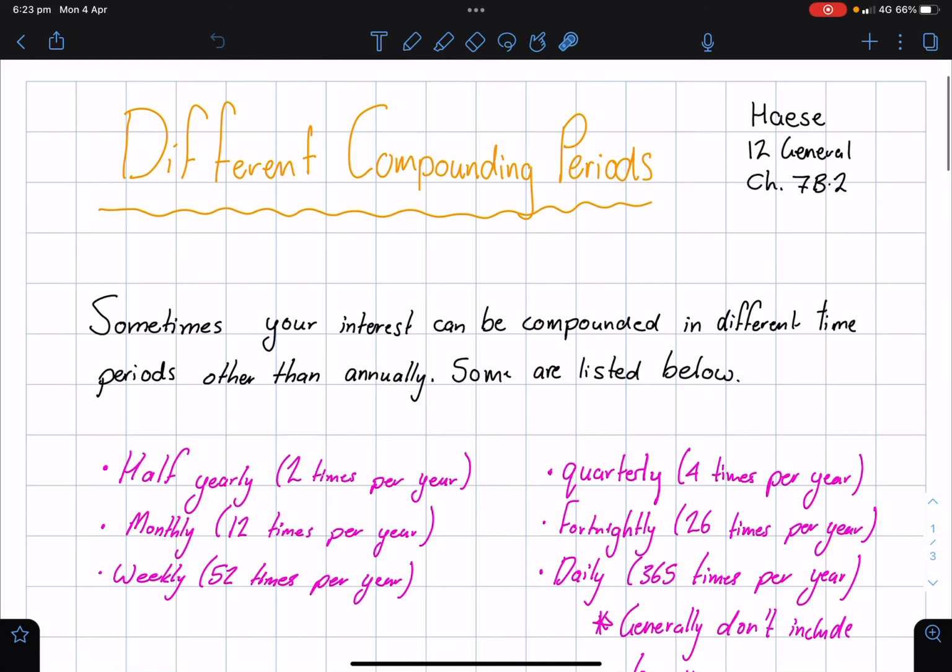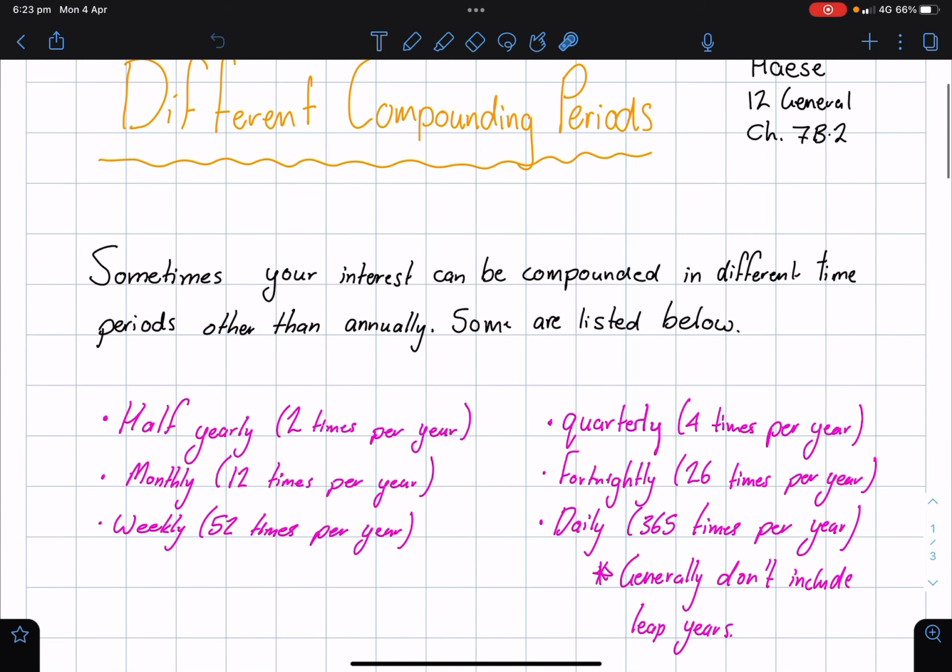So a couple of the different periods we can use when we're looking at compounding interest are listed here. So half yearly, so 2 times per year, monthly, 12 times per year, weekly, 52 times per year, etc. So you've got quarterly, fortnightly, daily. If you do hear these terms or read these terms in a question, this is what they're referring to. So it is a good idea to have this written down, all right, so you can refer to it at any stage.